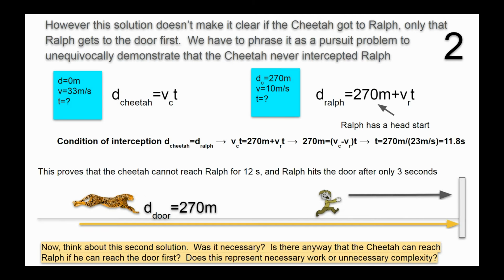The full-blown method would look like this. You would take the conditions of interception, make the two the same, and you get the interception is at 11.8 seconds. So this proves the cheetah would never catch up to Ralph till 11.8 seconds, but Ralph is at the door in 3.